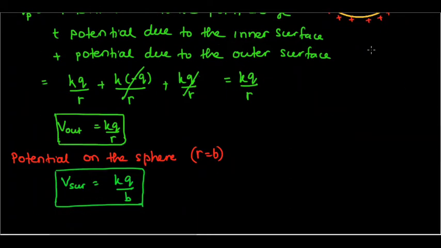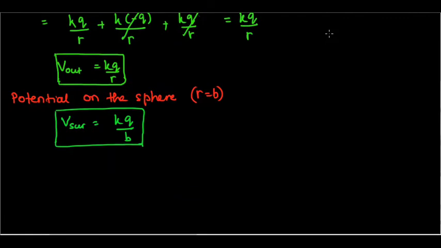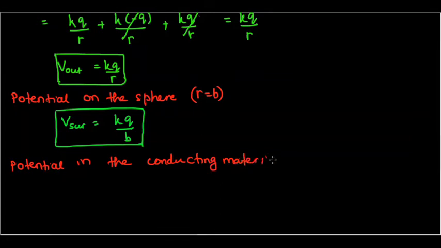Now we will find the potential in between the inner and the outer shell, means inside this conducting material. So the third position is the potential in the conducting material, means in between the inner and outer shell, the inner and outer surface.